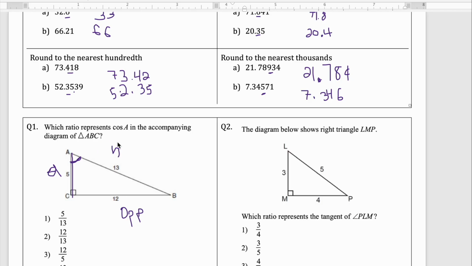Okay, so we're looking at cosine. Cosine is CAH, right? We have SOHCAHTOA. Cosine is CAH. So it's adjacent over hypotenuse. So 5 over 13, and that's number 1.